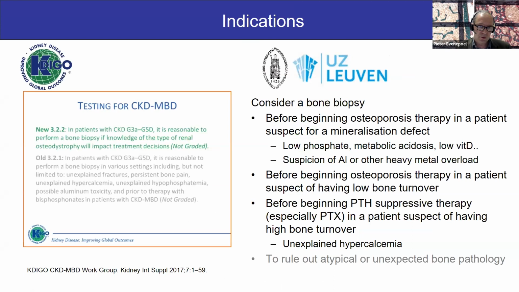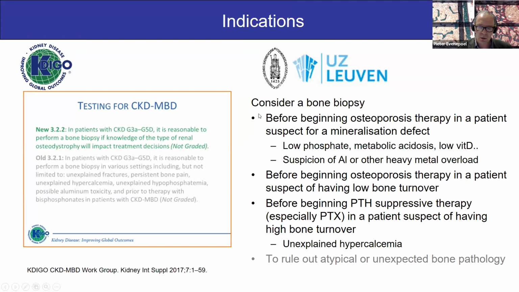What was the position of KDIGO concerning the indication of a bone biopsy? Well, the recommendation states that in patients with CKD grade 3A to grade 5D, it's reasonable to perform a bone biopsy if knowledge of the type of renal osteodystrophy will impact treatment decisions. So there's an important aspect: you should only do a bone biopsy when it will change your treatment, when it will have an impact on what kind of treatment you will propose to the patient.